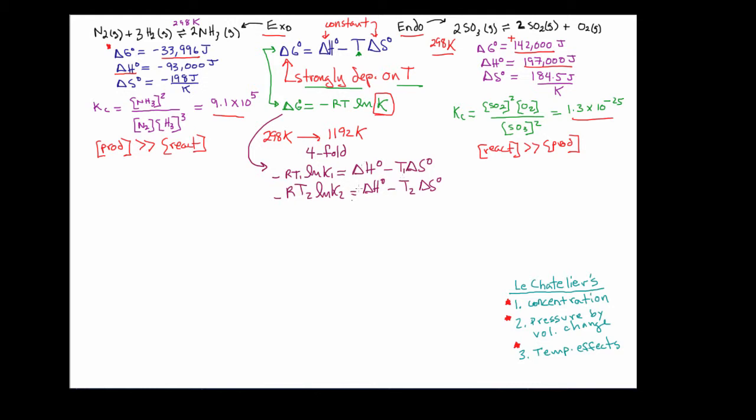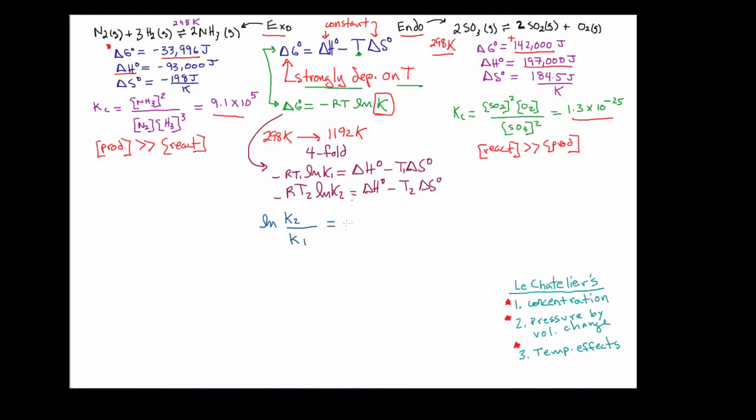So we have one expression for each of the different temperatures. When we combine both of these by taking the difference of both sides of the equation, we get a new equation which looks like this. It's going to be ln of K2, this will be the equilibrium constant at our new temperature, whatever it is, over the equilibrium constant at temperature 1.